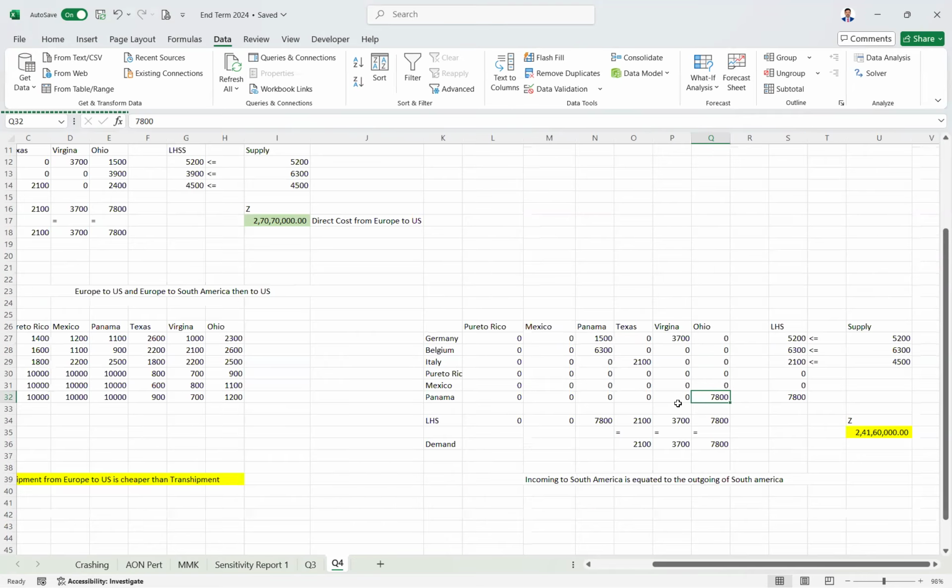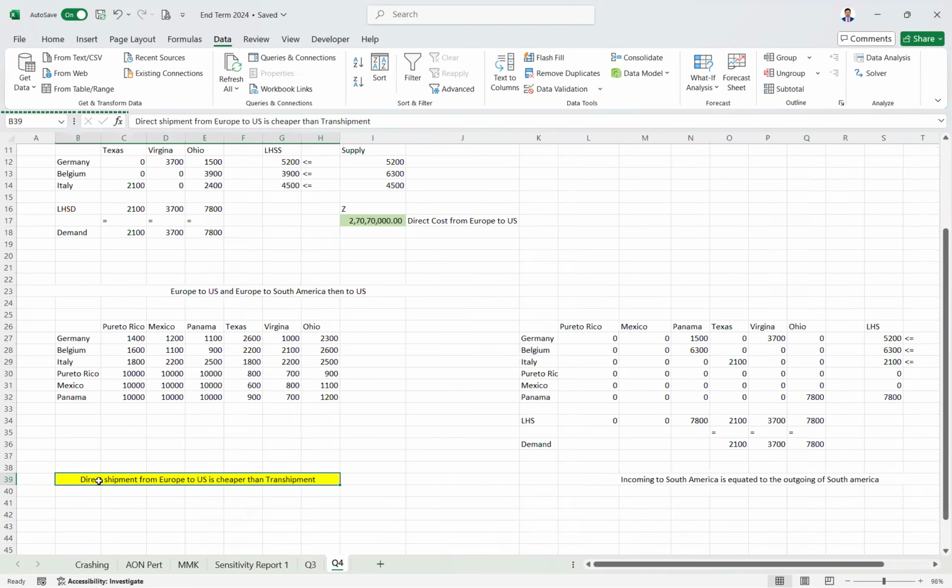Then just write one statement. This is the shipment from EU to South America. You can write: combined shipment from EU, South America, US is cheaper than the direct shipment from EU to US.